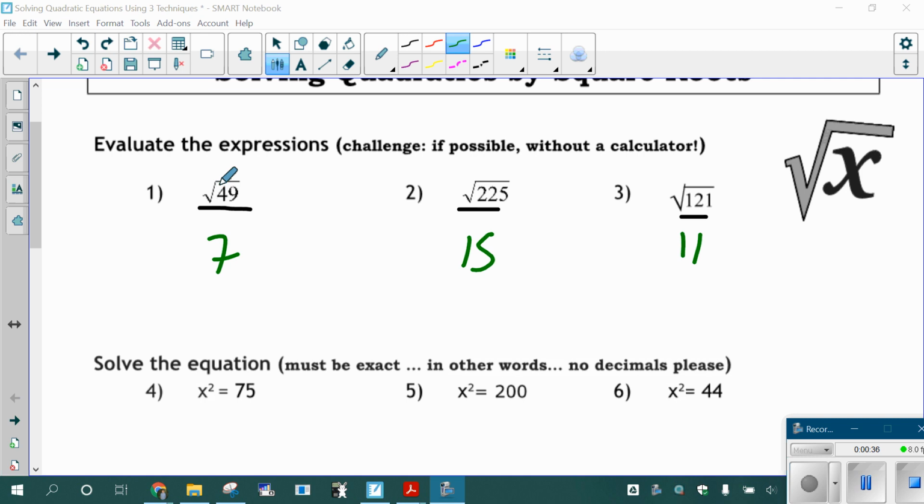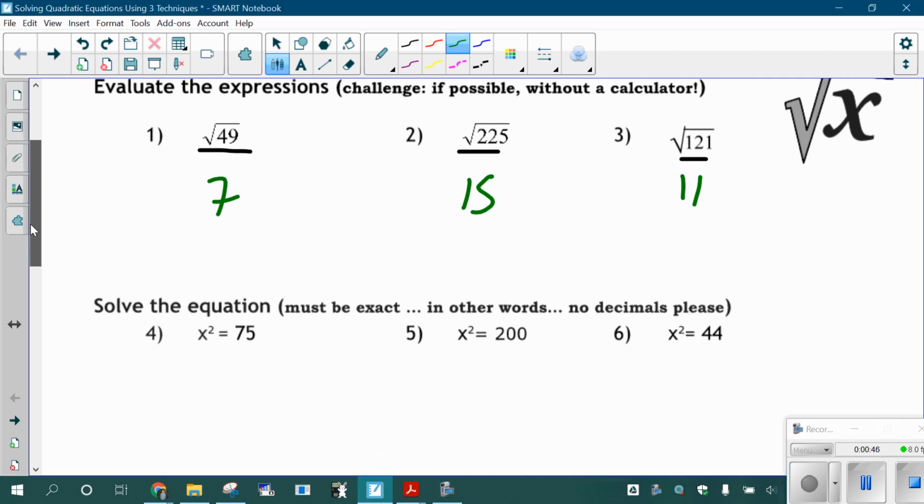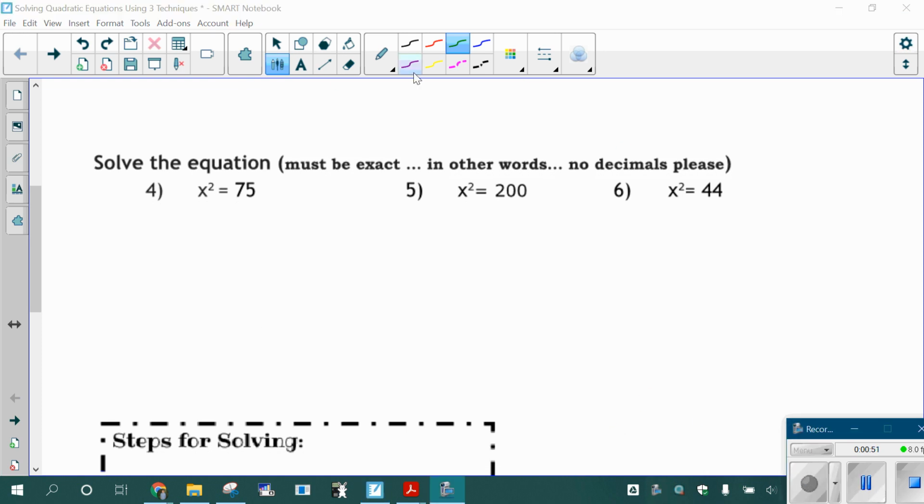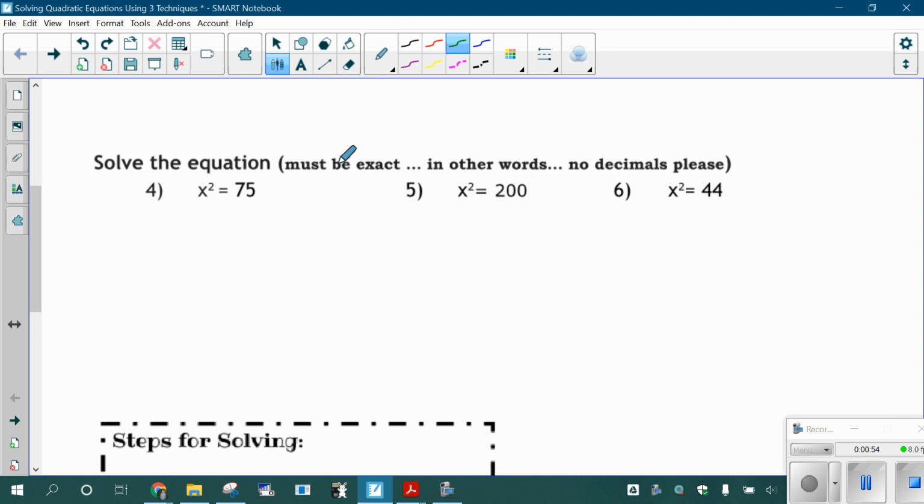I just wanted to remind you about what a square root is. Square roots are the opposite of squaring. They're the inverse of squaring something. The reason I bring up square roots is they're a way to solve quadratic equations. As a reminder, these are equations. Why are they equations? Well, they're equations because they have an equal sign.